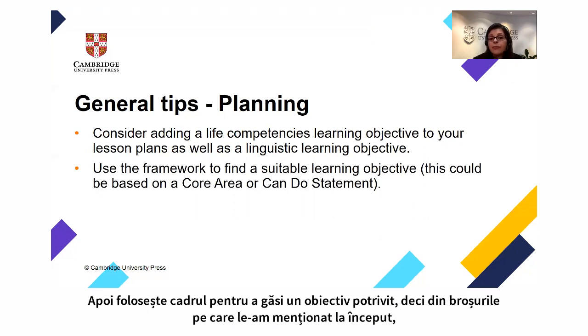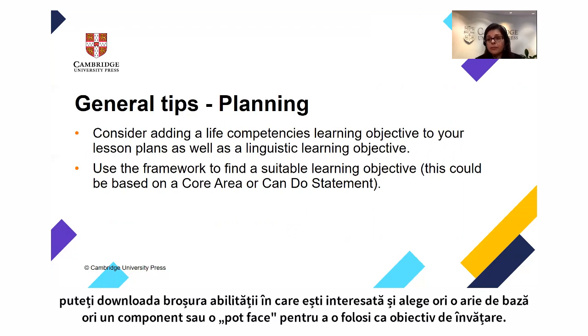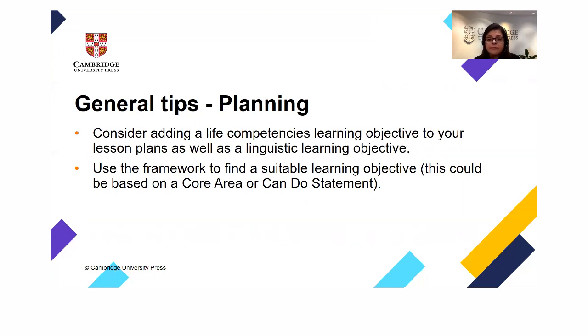Then you can use the framework to find a suitable learning objective. So from the booklets that I mentioned at the beginning, you can download the booklet for the competency that you're interested in and choose either a core area or a component or a can-do statement to use as your learning objective.